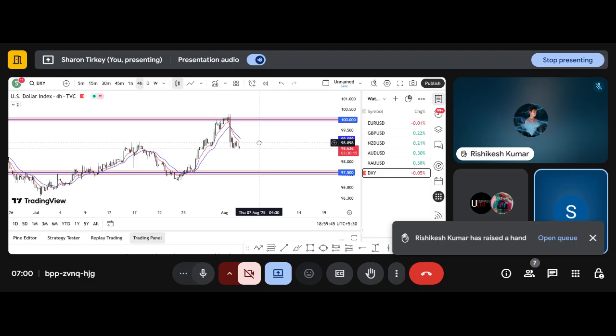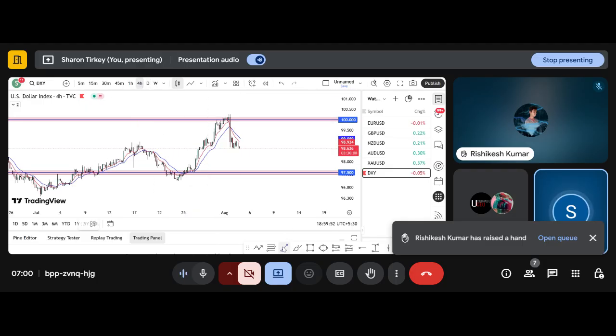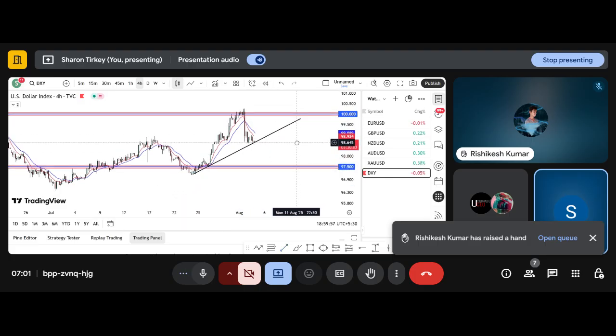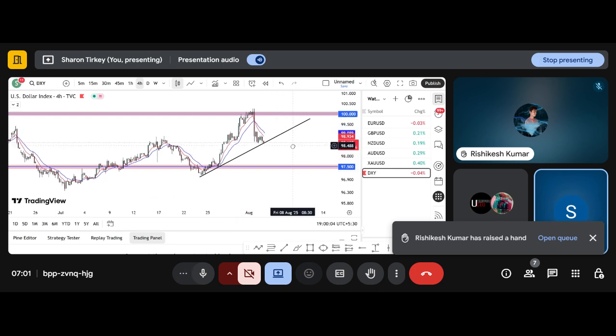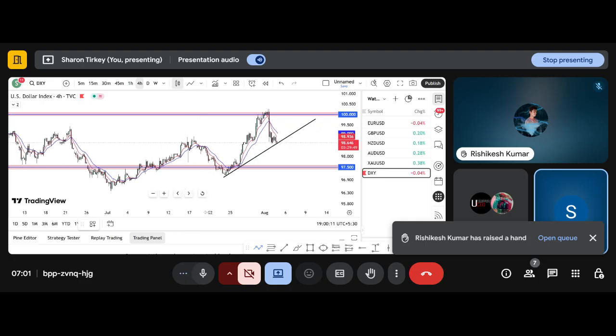Now here the trend is up, so we draw the trend line upside. This is our trend line. It indicates it is an uptrend, and the structure for an uptrend is, you see, this is the structure for an uptrend.